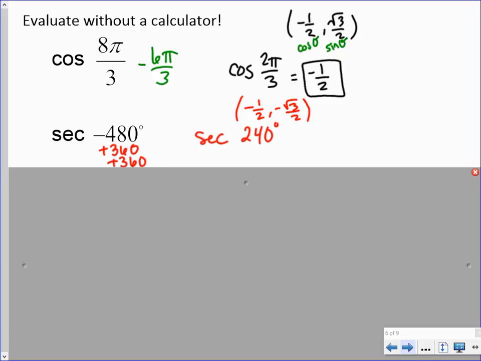And then if I want to do secant, which one will I be looking at? The cosine, and then I will flip it. So my answer should be -2.